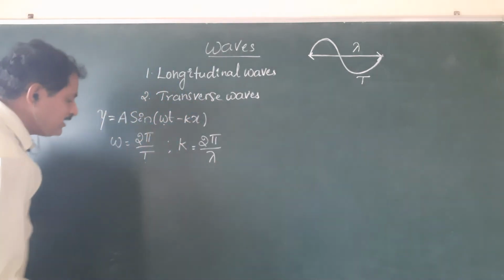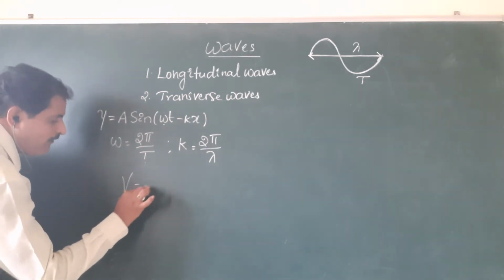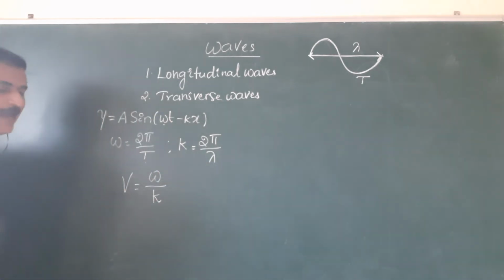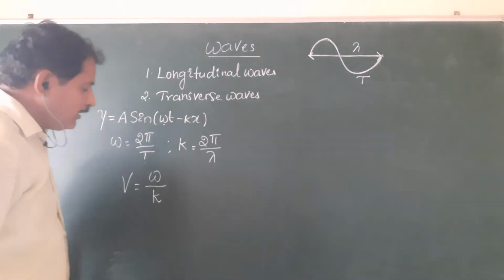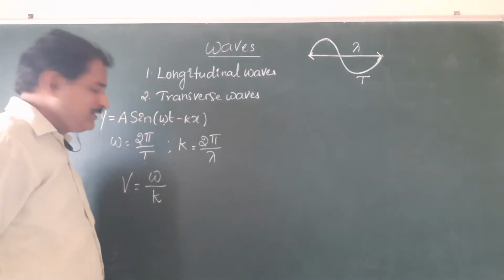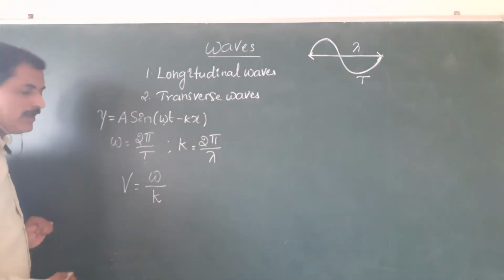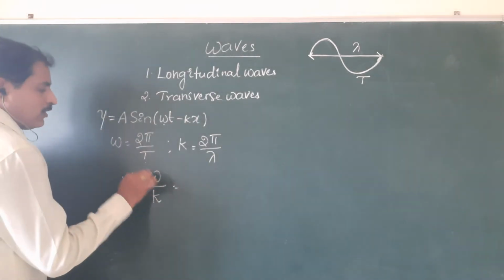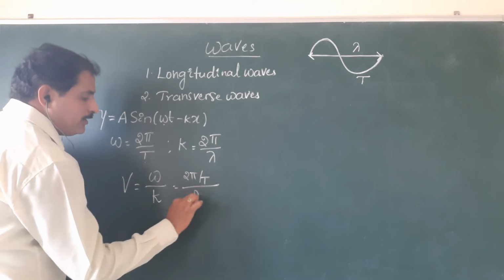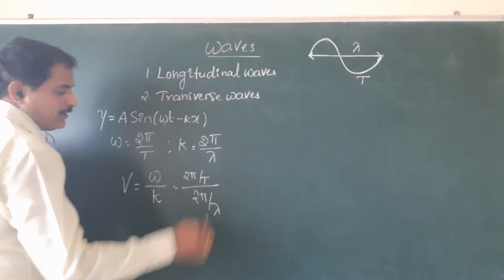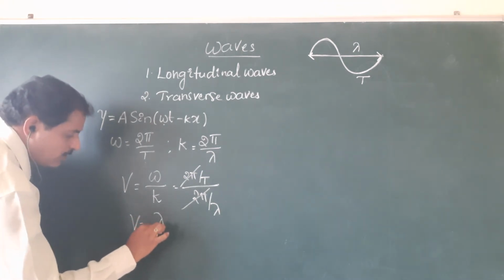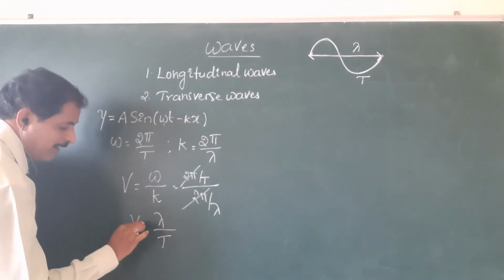Now let us find wave velocity. Wave velocity v is equal to omega by k. The ratio of angular frequency and the propagation constant is called wave velocity. Wave velocity is equal to (2 pi by T) by (2 pi by lambda). 2 pi gets cancelled, then v is equal to lambda by T.